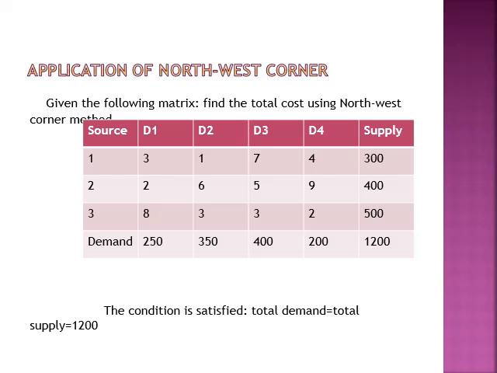Firstly, let's check the condition of the problem. This problem is balanced because the total supply equals the total demand, equal 1200 units. So we can apply the method of northwest corner.